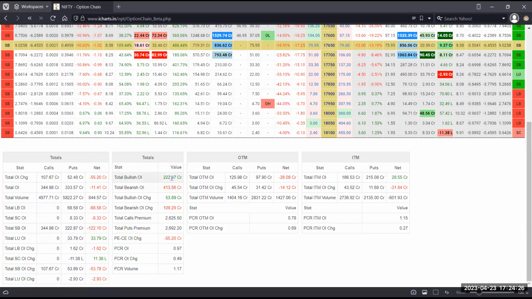So this we are going to add, and we are going to show the value as bullish OI. Whatever is bearish here, all this is going to be totaled, and it is going to be over here. Same for bullish OI change and bearish OI change. So again, this is going to be intraday.